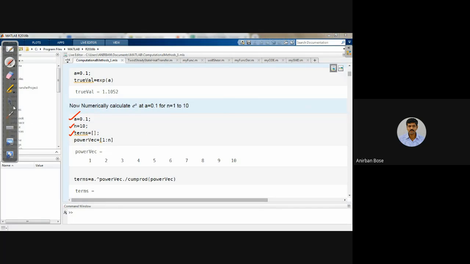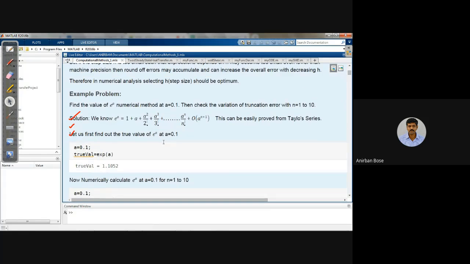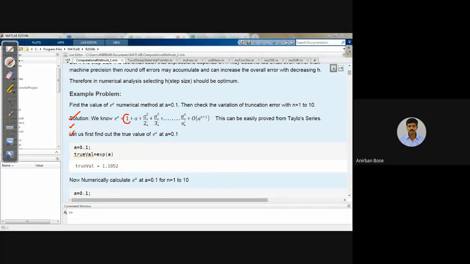that you can see here. The different terms actually we want to contain. So 1, a square by 2 factorial, a cube by 3 factorial, these are the different terms. Okay, so in that particular array we want to keep all these terms as the elements. So this is our objective.